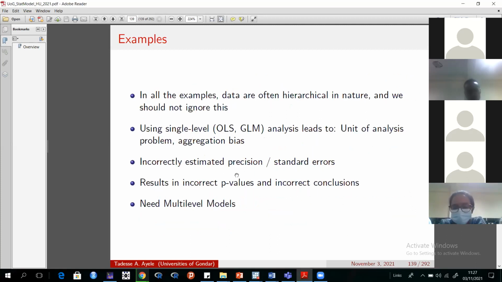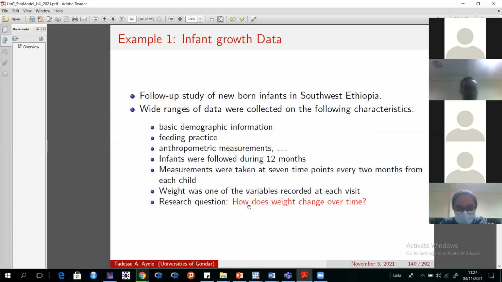So in all examples, data are often hierarchical in nature, and we should not ignore this hierarchy. Using single-level OLS analysis leads to the unit of analysis problem or aggregation bias. Results incorrectly estimate precision or standard error, and ultimately result in incorrect p-values and incorrect conclusions. So the ultimate objective is that we have to use a multilevel model or mixed effect model to resolve all those problems.